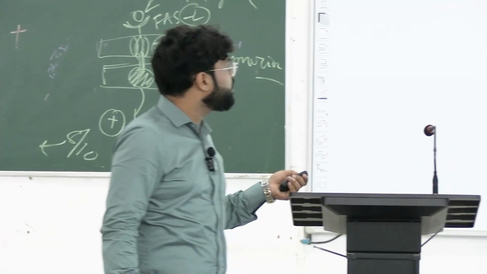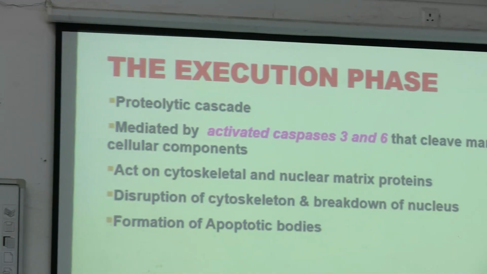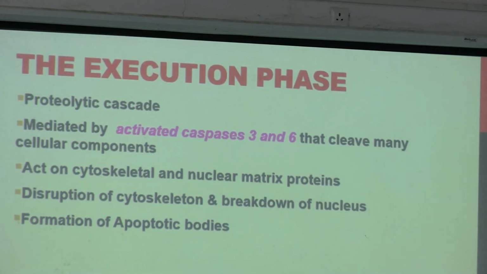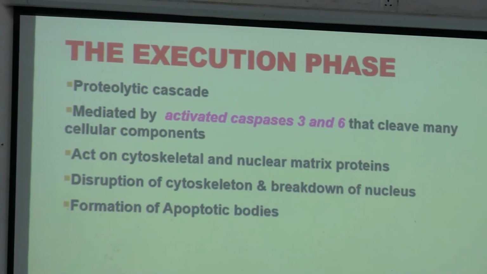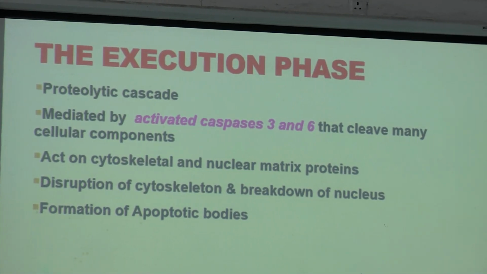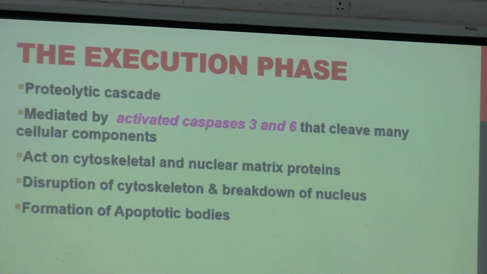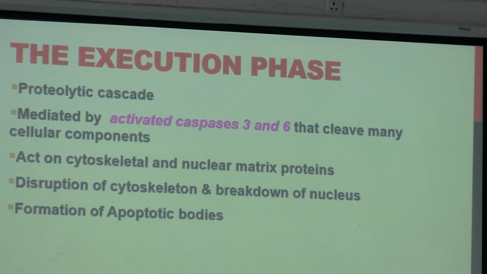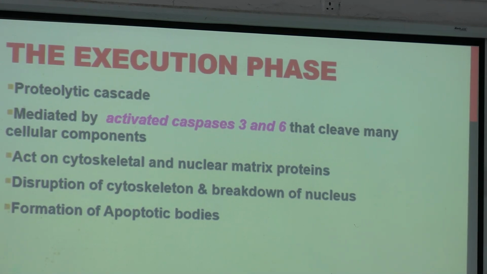What will the execution be? They are mainly mediated by the activated caspase 3 and 6. The execution actually provides different kinds of hydrolytic enzymes. These hydrolytic enzymes cause damage to the cytoskeleton. These hydrolytic enzymes cause damage to the nucleus chromatin. So different organelles and the nuclei are degraded. They become non-functional. The normal cytoskeleton is lost. The normal nuclear content has been lost.